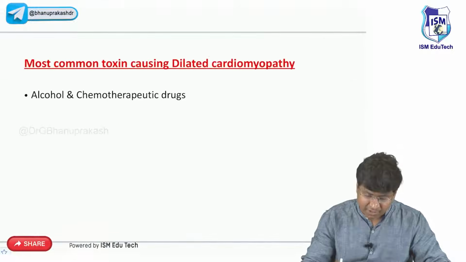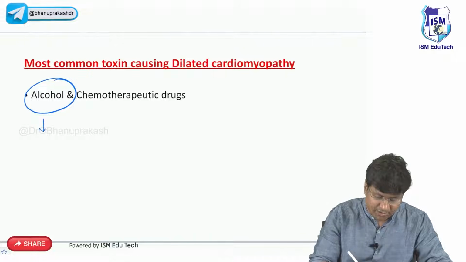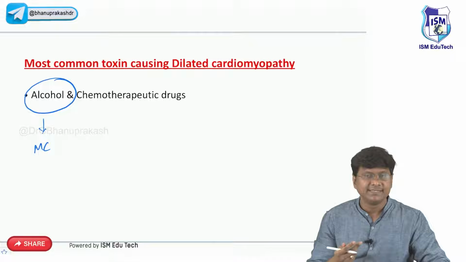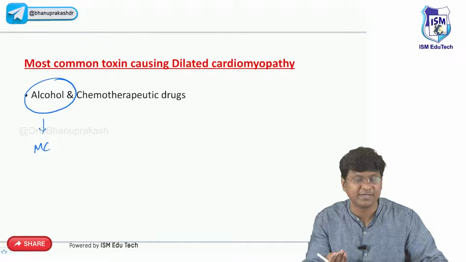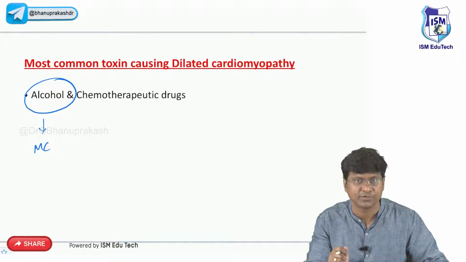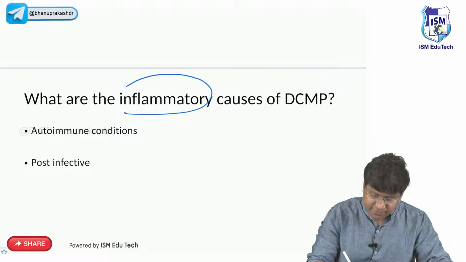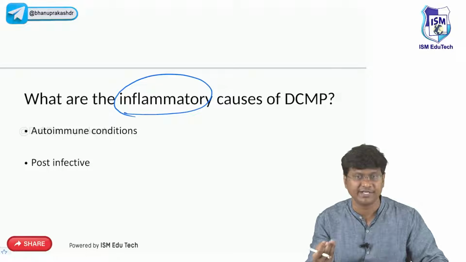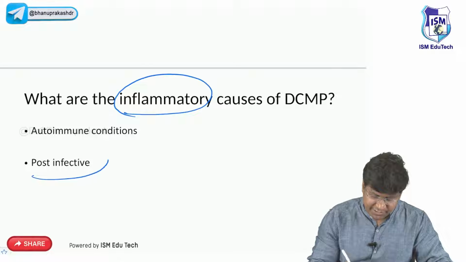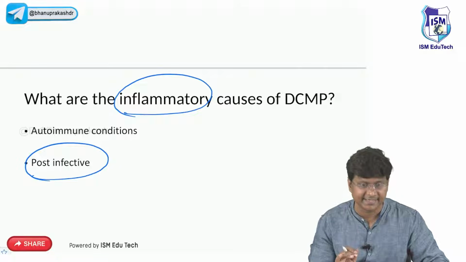Now if you take the toxins causing cardiomyopathy, the most common toxin will be alcohol. Then what are the other toxins? That is chemotherapeutic drugs, that is adriamycin, trastuzumab, daunorubicin, as well as cyclophosphamide. Then if the question asks about the inflammatory causes for dilated cardiomyopathy, that includes mainly the autoimmune conditions like your Graves and all. Then post-infective conditions. So these are the inflammatory pathologies that can cause dilated cardiomyopathy.